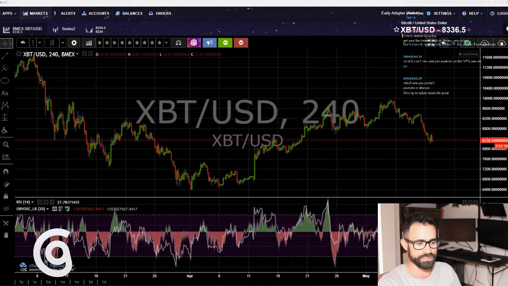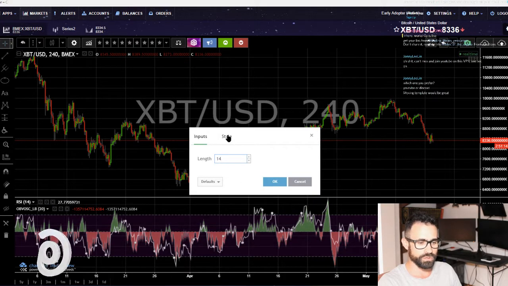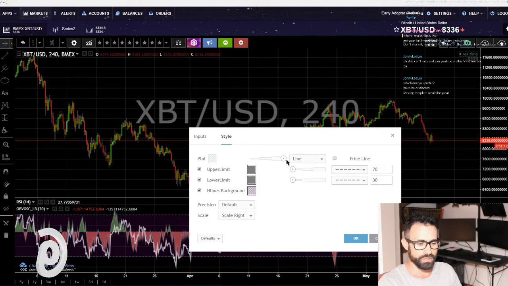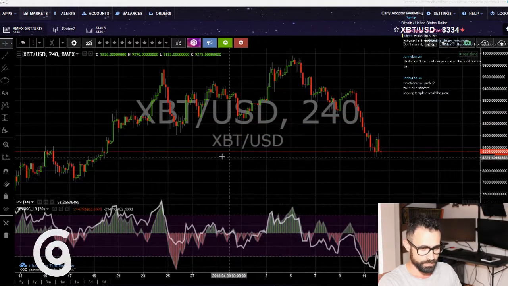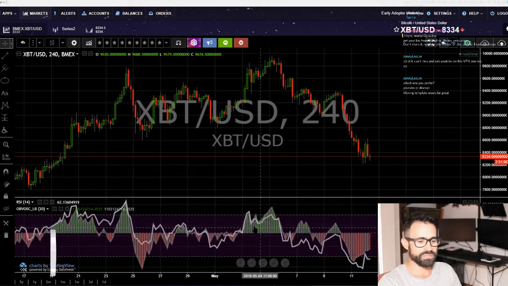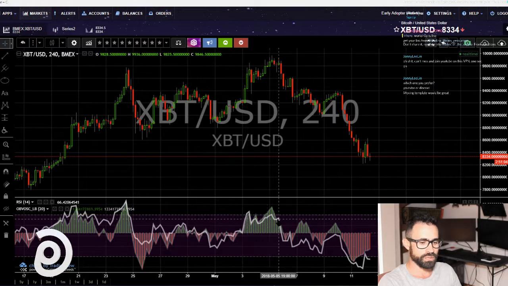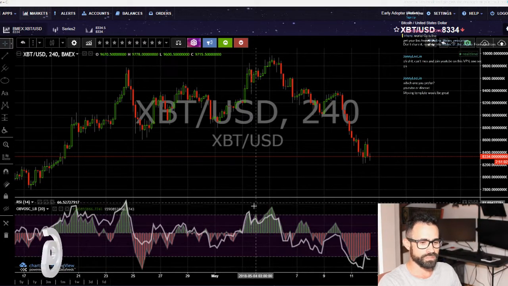All it takes is clicking, dragging, and moving it on. So we can better view the RSI, we're going to go into style and make that line more prominent. Now we can see the relationship between the on-balance volume and the RSI.